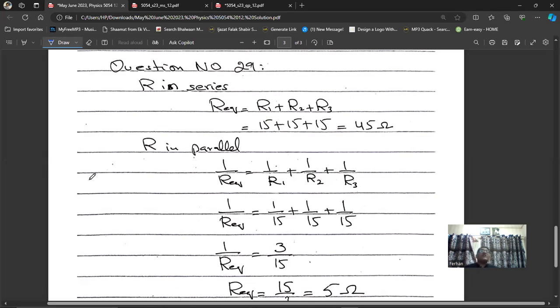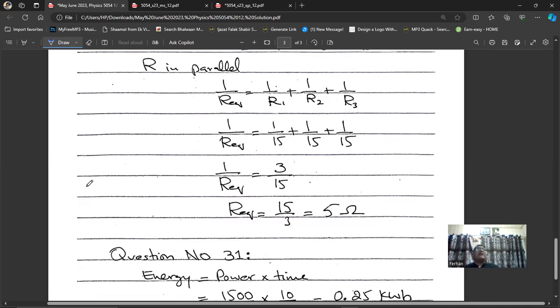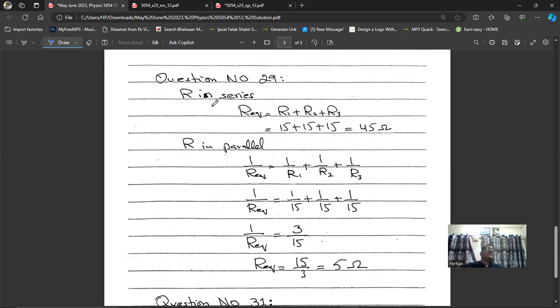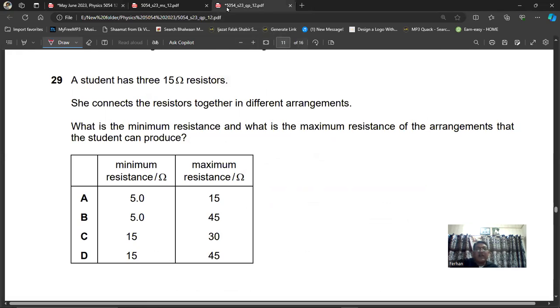And R will be minimum when you connect the resistors in parallel to each other. So their equivalent resistance will be 1 by R equivalent equals 1 by R1 plus 1 by R2 plus 1 by R3. So 1 by R equivalent will be equal to 1 by 15 plus 1 by 15 plus 1 by 15, and that will be 3 by 15. Reciprocate both the sides and you will have R equivalent equals 15 divided by 3, and that will be 5 ohm. So the maximum resistance is 45 ohm, the minimum resistance is 5 ohm.